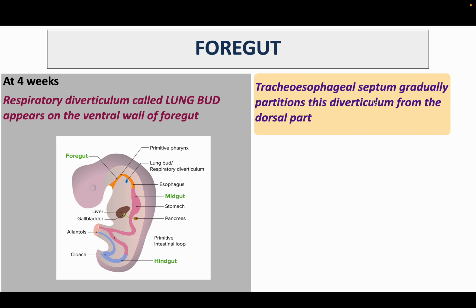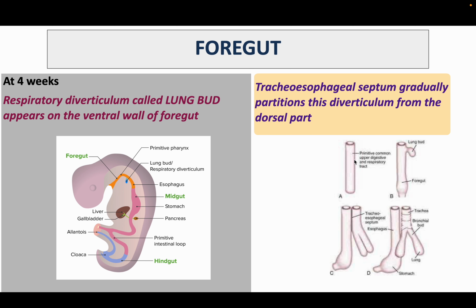Now this tracheoesophageal septum gradually partitions this diverticulum from the dorsal part. So you can see in the diagram, this is the primitive common upper digestive and respiratory tract, then the lung bud appears. So this is part of foregut. Then dorsally it is dividing this whole tube into two parts, that is ventral and dorsal. The ventral one is going to form the trachea, and further the bronchial buds are arising from the trachea. That we will discuss in the development of the respiratory system, but our concern for today's lecture is this esophagus portion.